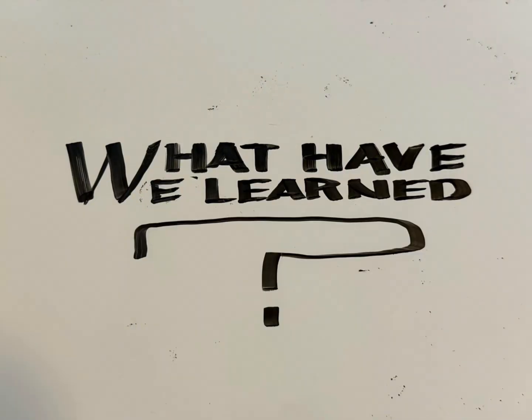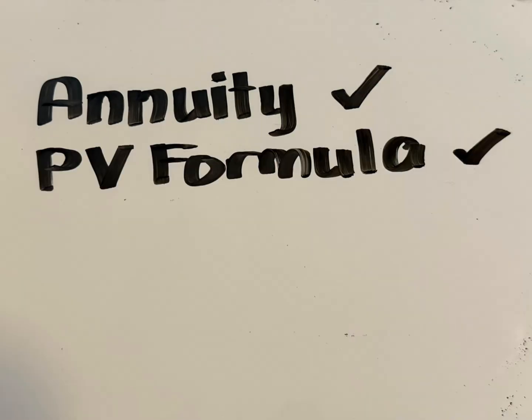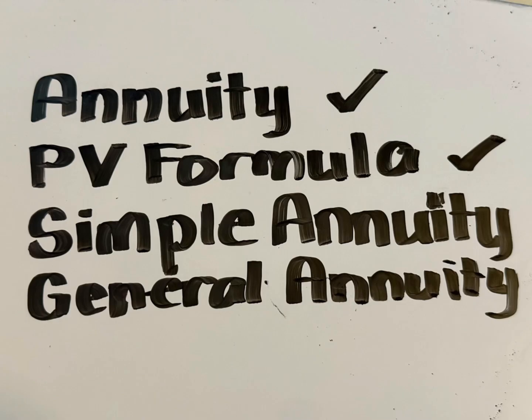So, what have we learned? We know what annuities are, what the present value formula is, and simple and general annuities.